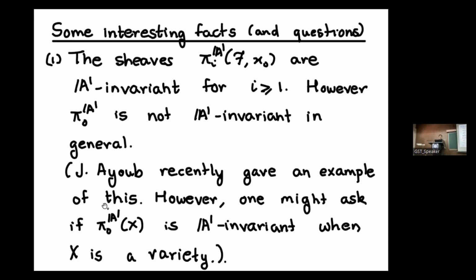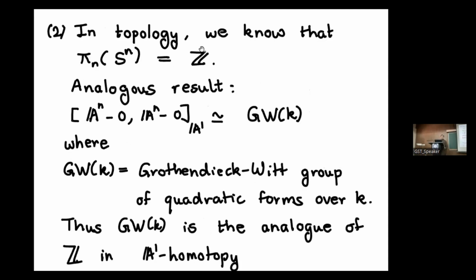Okay, so I'll come back to pi naught A1 again, but let's talk about something else. In topology, one of the basic computations that one does with homotopy groups is this one: the first computation you see is that pi 1 of S1 is Z, right? This is the first theorem that you see. And then one can push that result up into higher dimensions and show that pi n of Sn is also isomorphic to the group of integers.